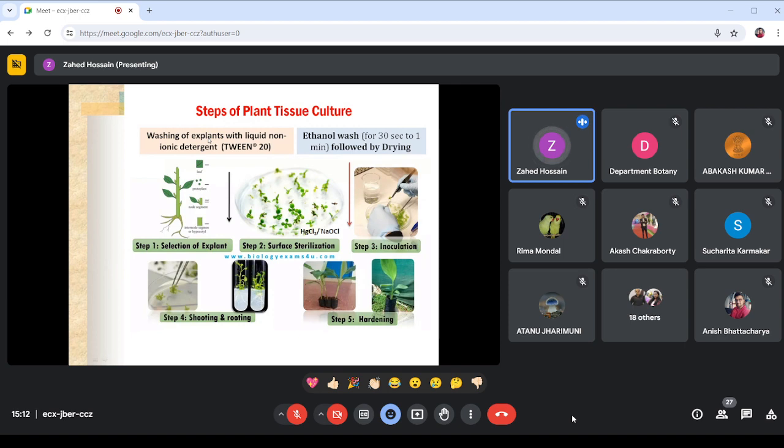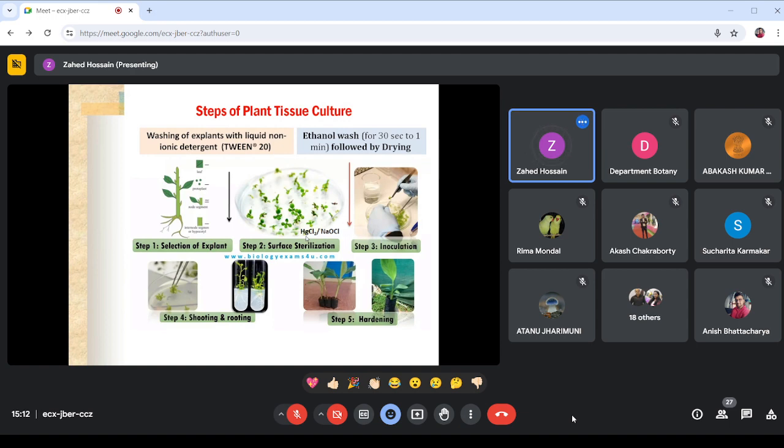Usually a non-ionic detergent is used. It is just like hand washing: once you enter your room from outside, you wash your hands with a liquid detergent. Here the detergent should be non-ionic, and Tween 20 is very common. That detergent is used to wash the explant. Then the next step is surface sterilization, done using some chemicals. Some are not good for nature, being corrosive and toxic, such as HgCl2.